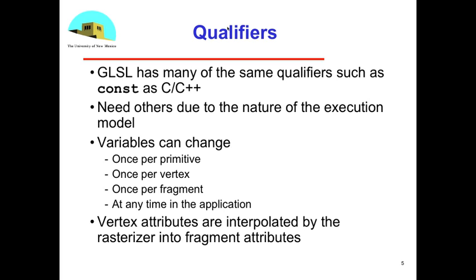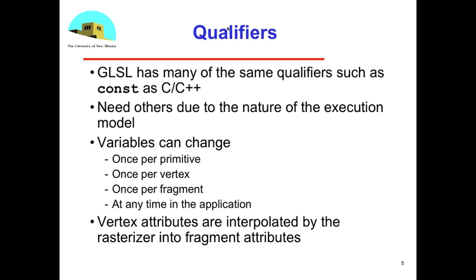The way we do that is to have a variety of qualifiers that say when things are allowed to change. Now remember, keep in mind that attributes that we send to the vertex shader, or things that are created in the vertex shader and sent on to the rasterizer, are automatically interpolated across the primitive to get values of that attribute for all the fragments that are being generated by the rasterizer.